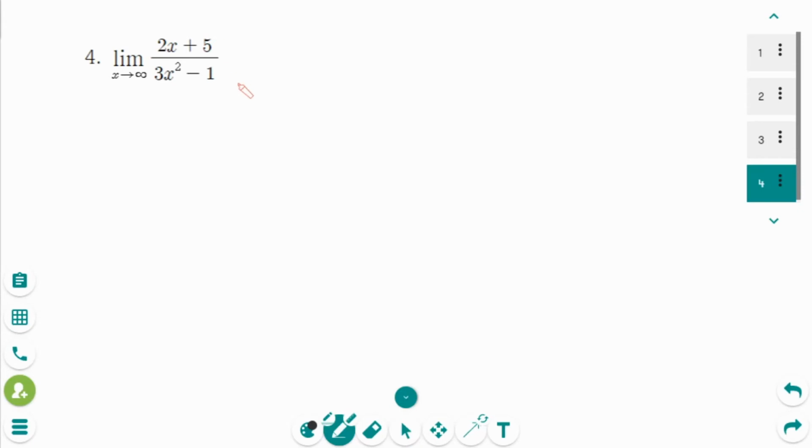The next question is this one. When you put infinity into x, 2 infinity plus 5 equals infinity, and 3 infinity squared minus 1 is infinity, which makes the form infinity over infinity. Do you remember this format? So what is the highest power of x in the denominator? Right, it's x squared. Now divide each side by x squared like this.